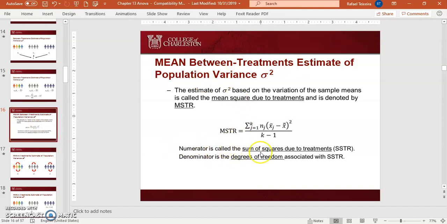The numerator is also called the sum of squares. This is the sum of squares due to treatment I showed you. And the denominator is the degrees of freedom associated with this sum of squares. So this is also the degrees of freedom.